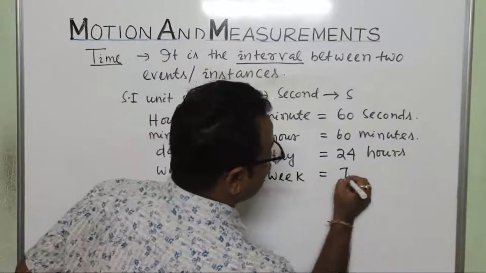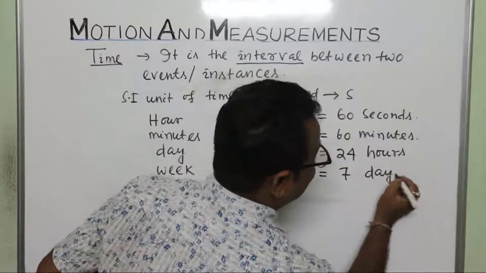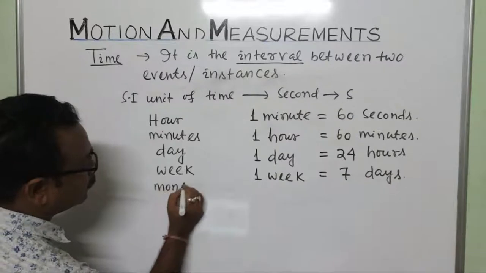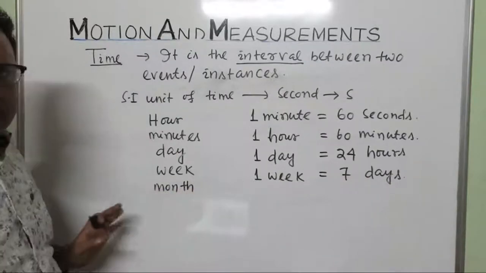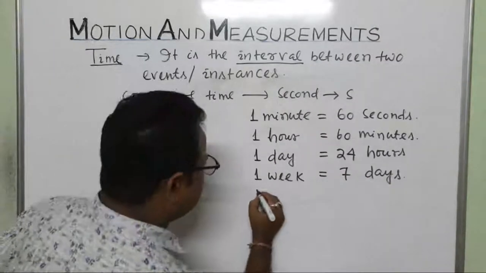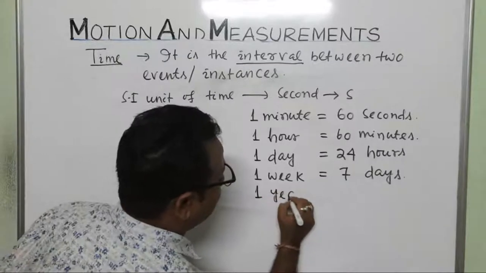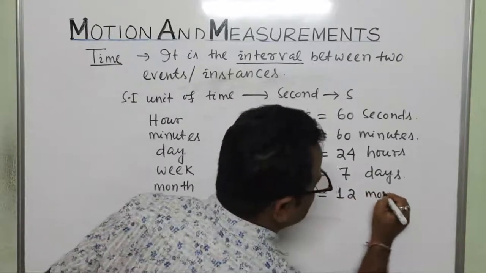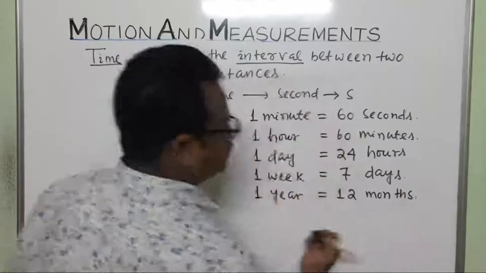1 week is equal to 7 days. Then month. We have 12 months. 1 year is equal to 12 months. 1 year has 12 months.